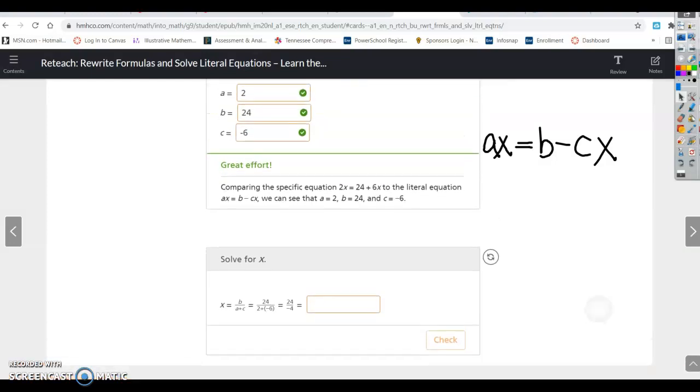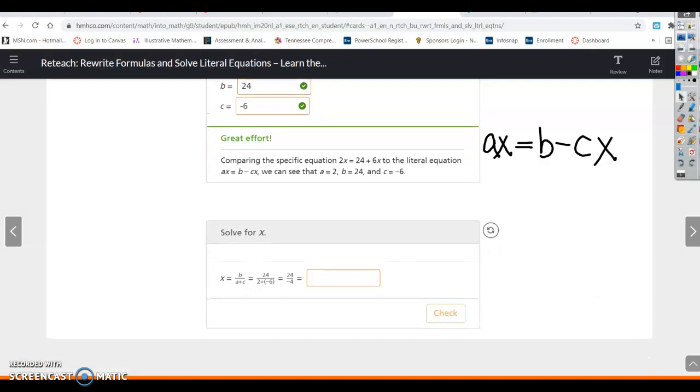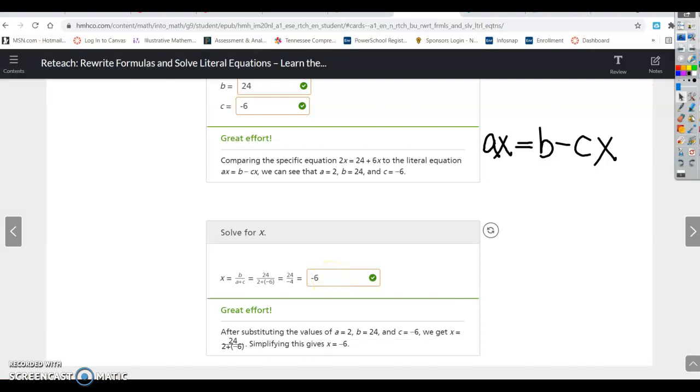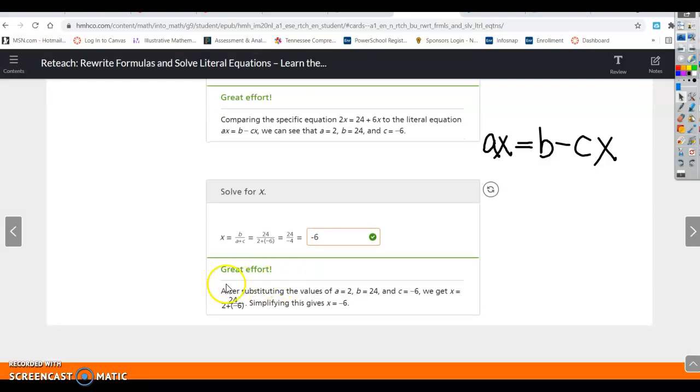All right, then we use these numbers. 24 divided by negative 4 is negative 6. So we're checking our work. All right, so a literal equation is an equation with multiple variables. If you have any questions, let me know.